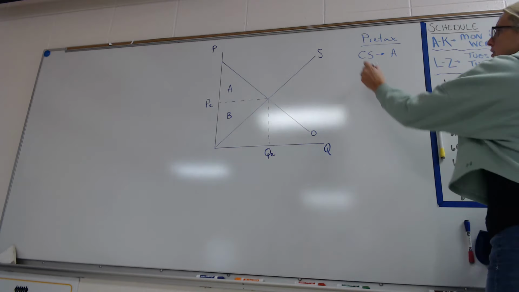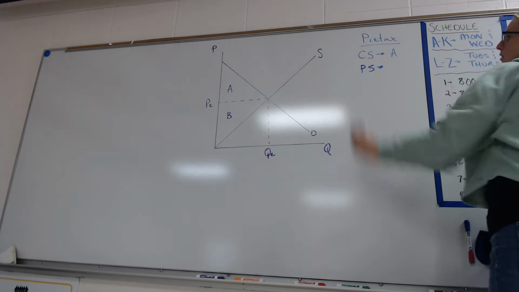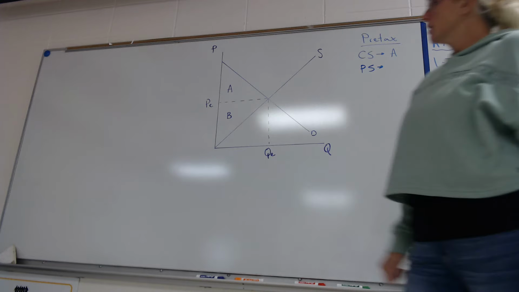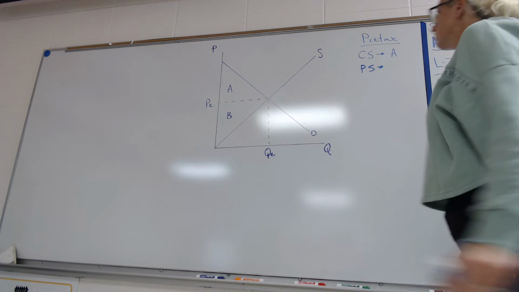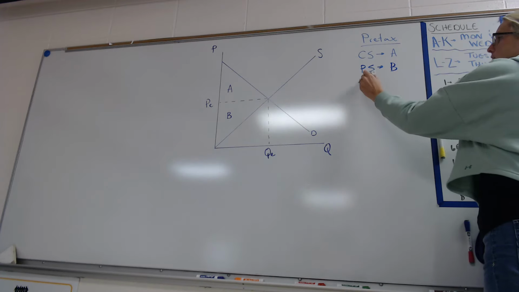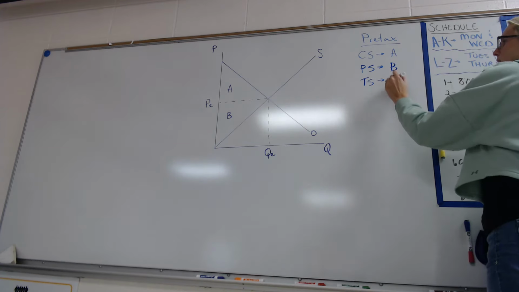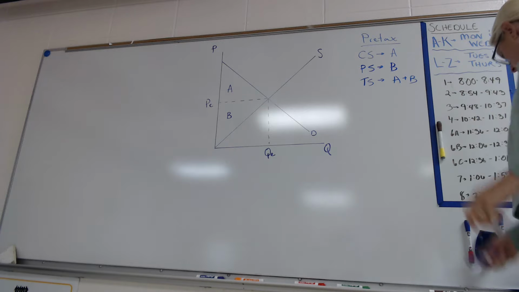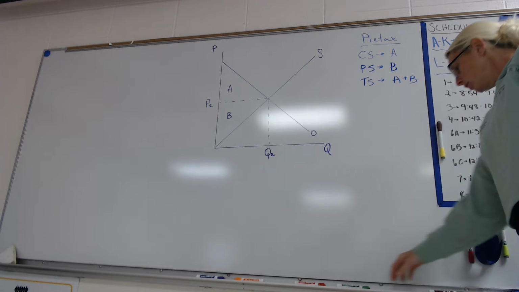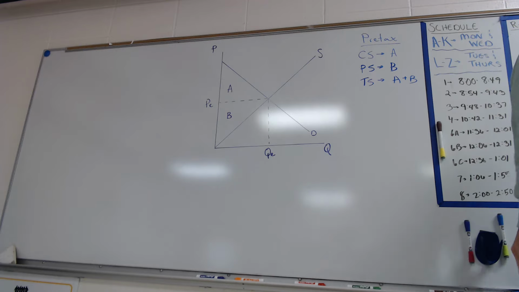All right, and how do we get to producer surplus city? We take a B pass. We take a below price, above supply. So that is B. And simple enough, total surplus is A plus B. You always add them together. You never multiply them. All right, but let's assume the government comes in and taxes us.